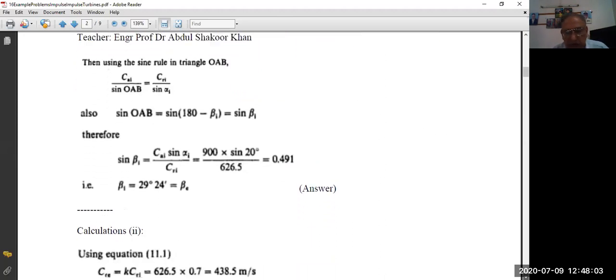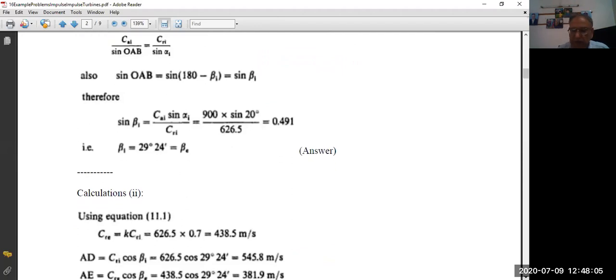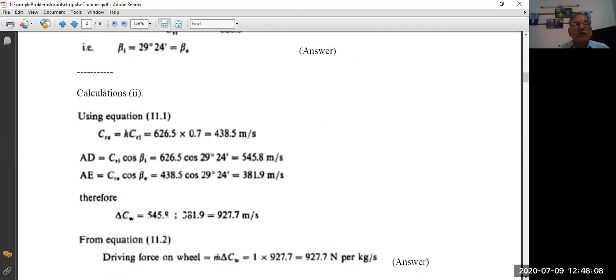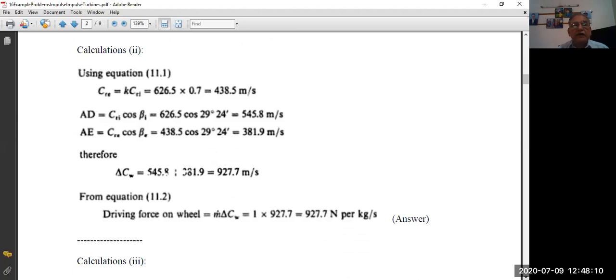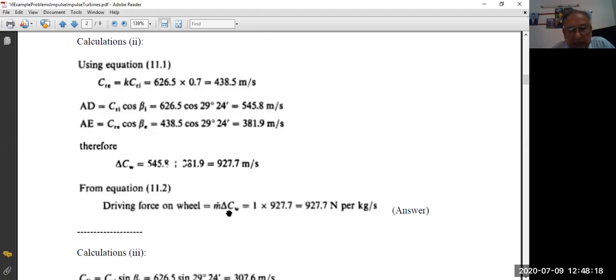Next calculation, part 2. We are required to calculate the driving force on the wheel. Driving force on the wheel is m dot delta CW. M dot is equal to 1. Delta CW we have taken from the diagram, and this is equal to 1 multiplied by 927.7, in Newton per kg per second. This is the driving force. Delta CW is taken from the scale.